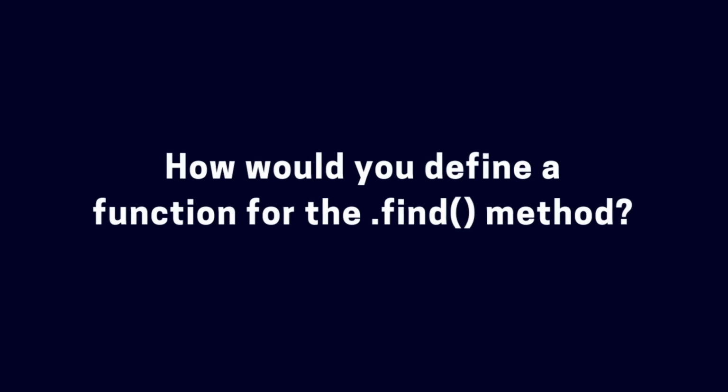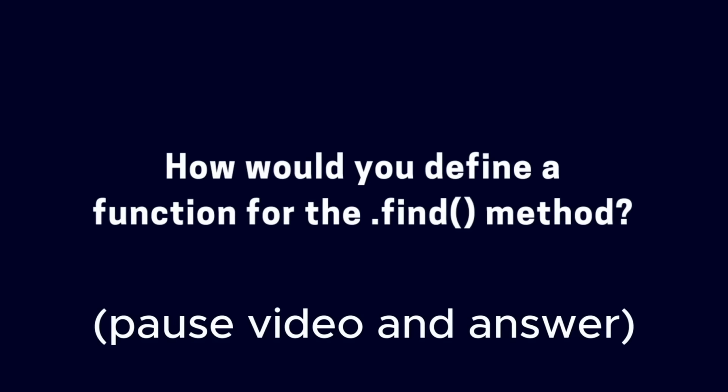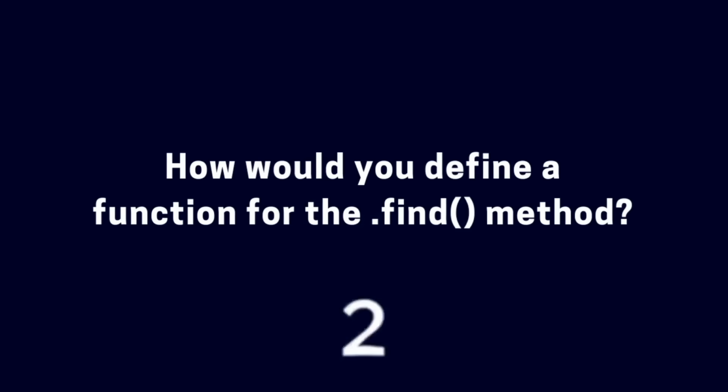How would you define a function for the .find method? The .find method is a method that exists for the array class, and it is used in order to find an object. For the argument, you would specify a function. In this case, it would be a predicate function, meaning that it would result in true or false. You could use either an anonymous function or an arrow function in order to implement this.